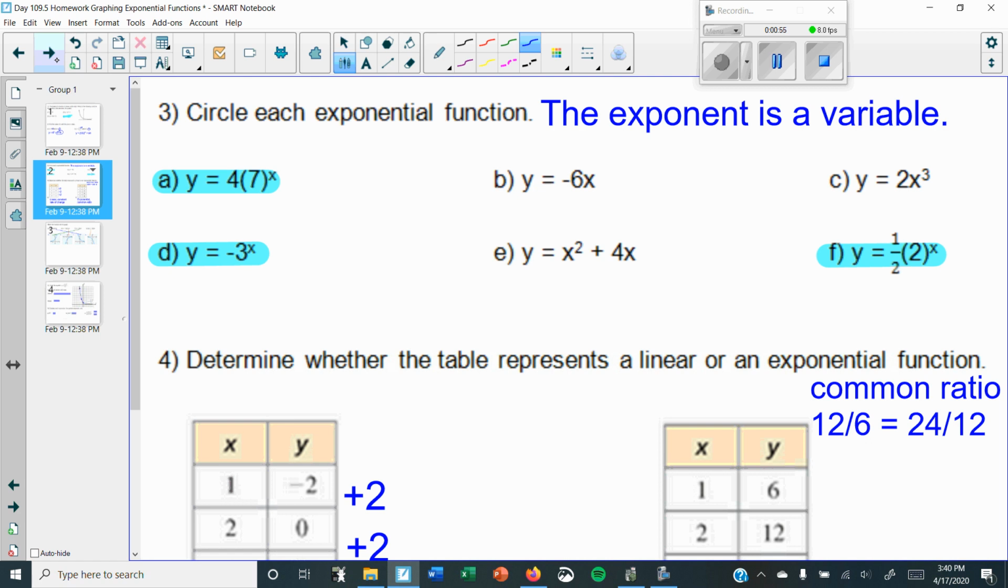Circle each exponential function. There wasn't just one. So again, if the exponent is a variable, then it's exponential. No, that's a 3. That's not a variable. That's a variable. That's not a variable. That's a variable. Yay. All right, not so bad.